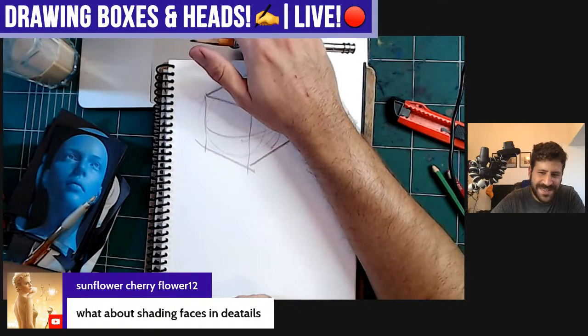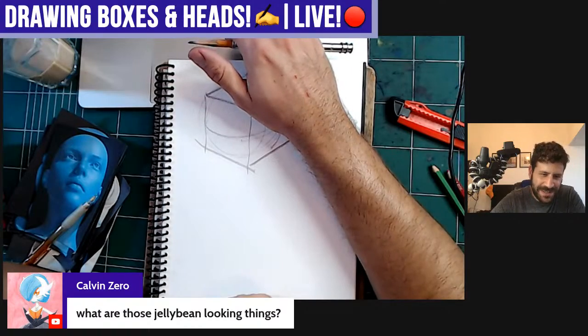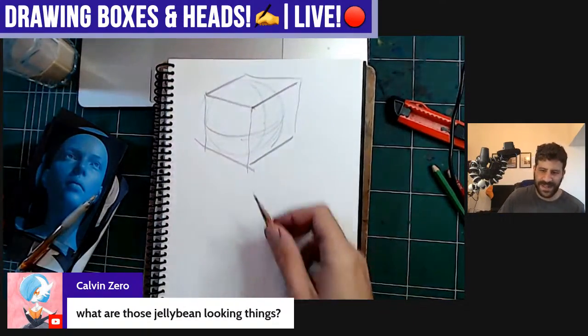What about shading faces in detail? Oh man, that's going to be way in the future. What are those jelly bean looking things? This is the bean study.